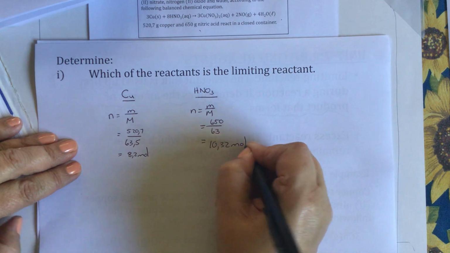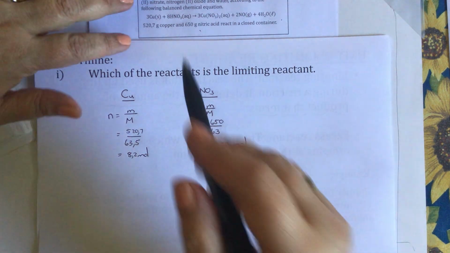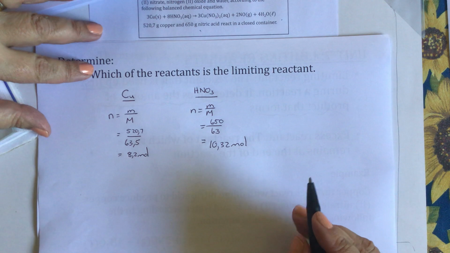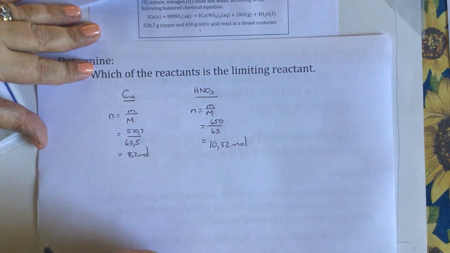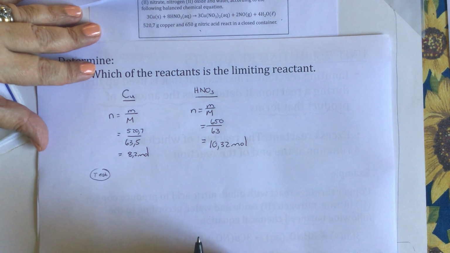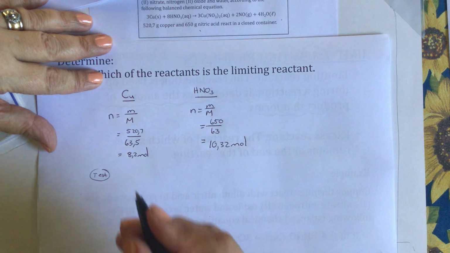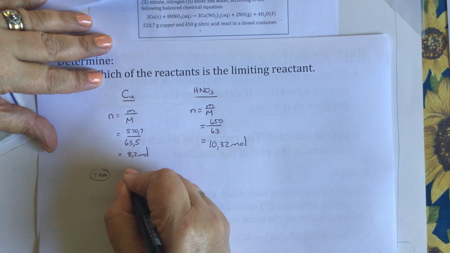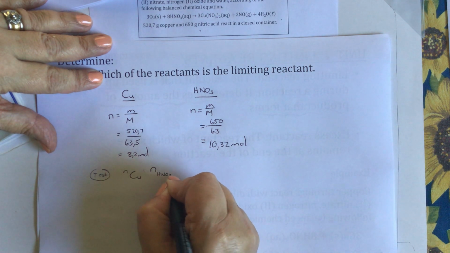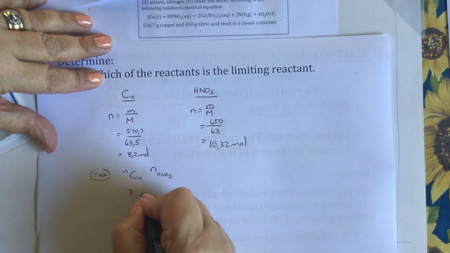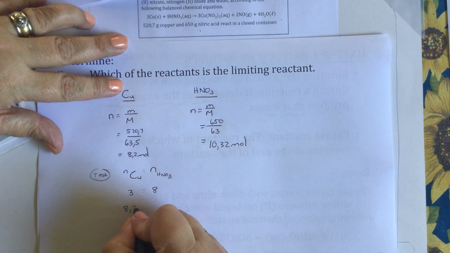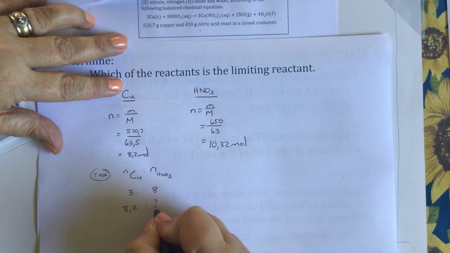10,32 mole. That is what I have, and the ratio in which they are working is 3 moles of copper reacts with 8 moles of HNO3. Now we're going to go into a test phase. I'm calling it how I test which one is going to limit my reaction. I'm going to have my number of moles of copper in relation to my number of moles of HNO3. So my ratio is 3 to 8. Now if I have 8,2 of this one, how much of this will I need?